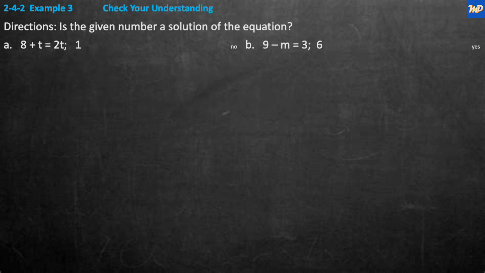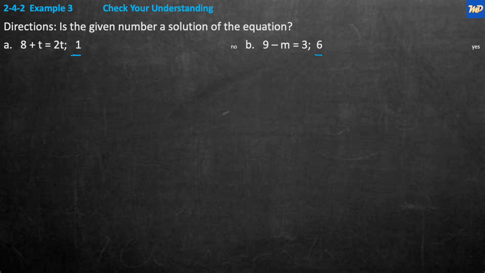Example 3, check your understanding. Directions. Is the given number a solution of the equation? And the given number in this case is after the semicolon here. The given number is the 1 or the 6 in those problems. So pause the video, try them yourself. When you're done, come back and we'll solve them together.